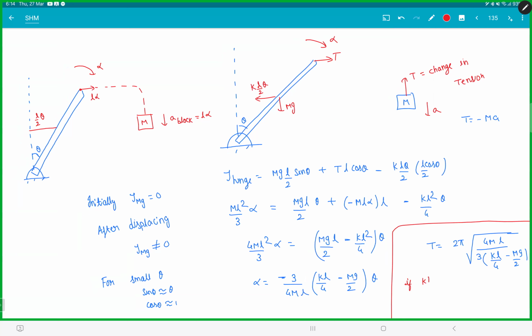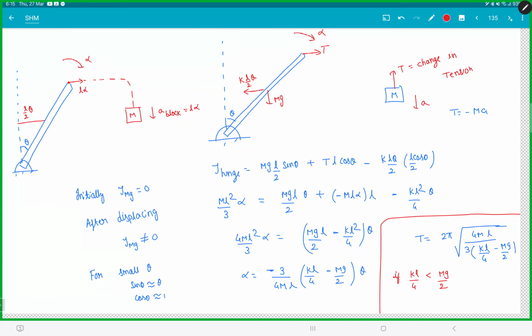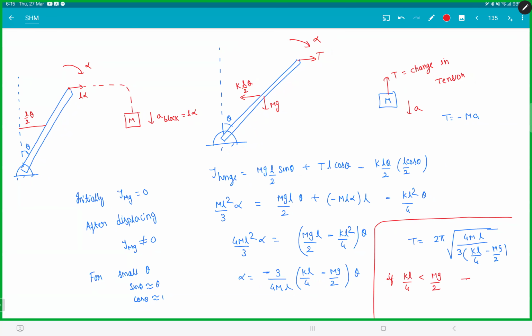So if KL by 4 is less than mg by 2, that means if mg starts dominating, right, time period is undefined. Meaning this guy will never come back when you displace it. If it never comes back, meaning it is unstable equilibrium. That would be a second question in this if it's a paragraph: find the condition for the system to be in stable equilibrium.